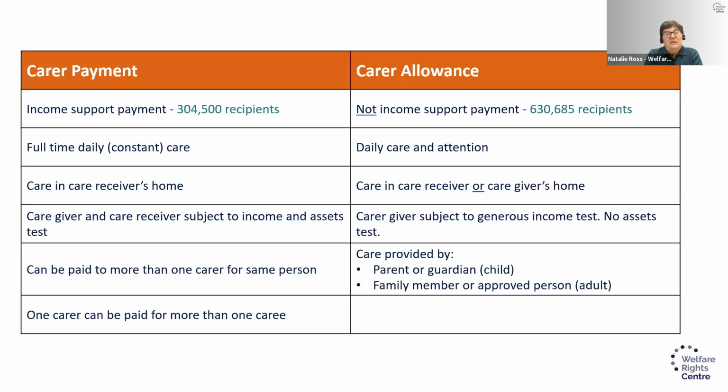And I said earlier that potentially someone who's working is eligible to get carer allowance. Carer payment can be paid to more than one carer for the same person. And with carer allowance, you can get more than one carer allowance if you're caring for more than one person. There was a question earlier about whether you can get more than one carer payment if you're caring for more than one person, and the answer was no. But with carer allowance, the answer is yes, you can get paid more than one carer allowance if you're caring for more than one person.